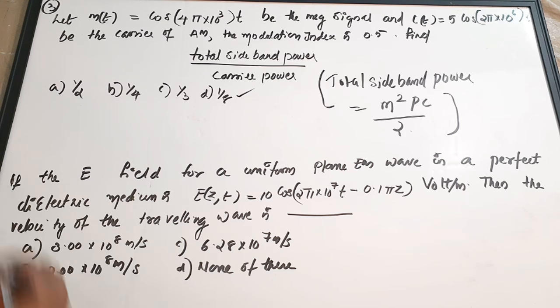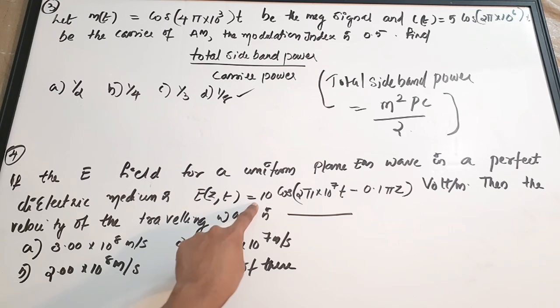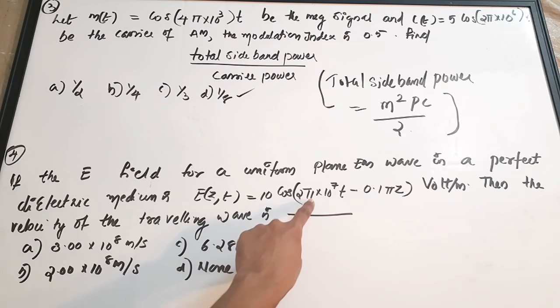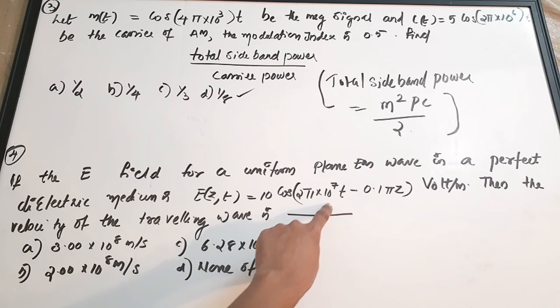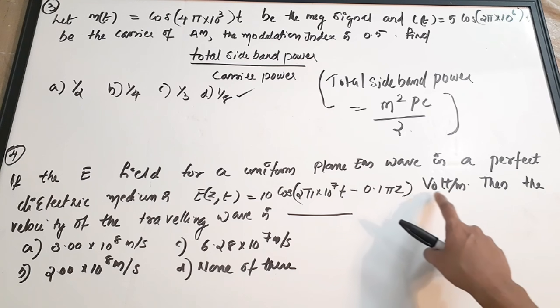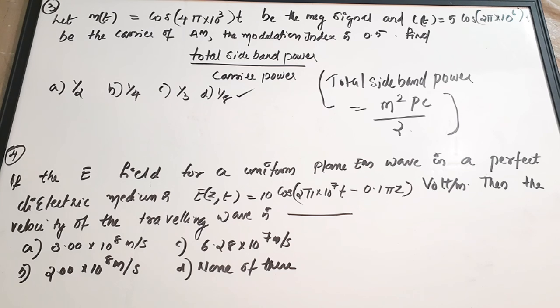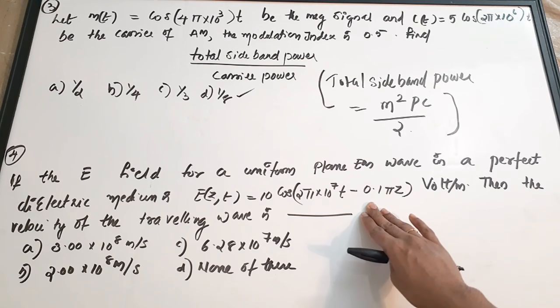Next question, which is question number 4, is from electromagnetic theory. If the E field for a uniform plane EM wave, or electromagnetic wave, in a perfect dielectric medium is Ez of t is equal to 10 cos (2 pi into 10 raised to 7 t minus 0.1 pi z) volt per meter.